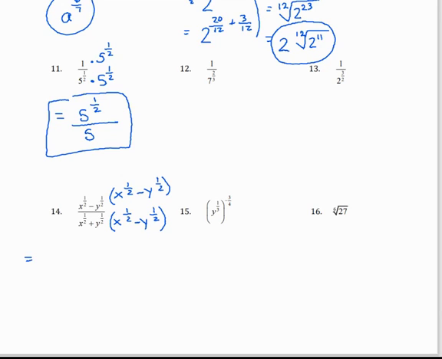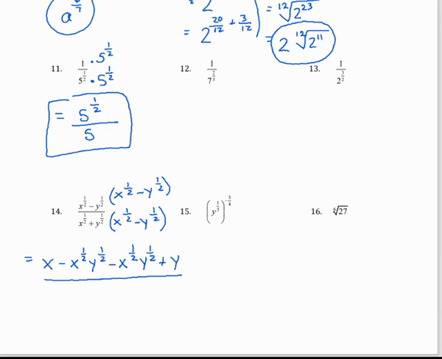So now I FOIL. X to the 1/2 times x to the 1/2, we keep our bases, we add our exponents. 1/2 plus 1/2 makes a whole. Now we multiply x to the 1/2 times negative y to the 1/2. Those we can't actually put together, so it's simply as is. Now the inside, negative y to the 1/2 times x to the 1/2 is another negative, and I'm going to put the x term first. And then lastly, negative y to the 1/2 times negative y to the 1/2 becomes positive y to the 1st. Those are the same bases, so I add those exponents.